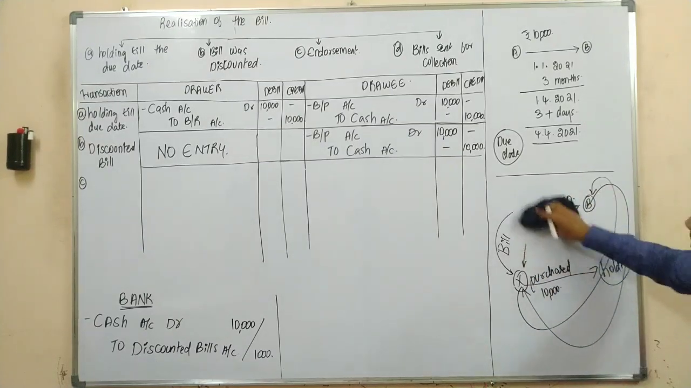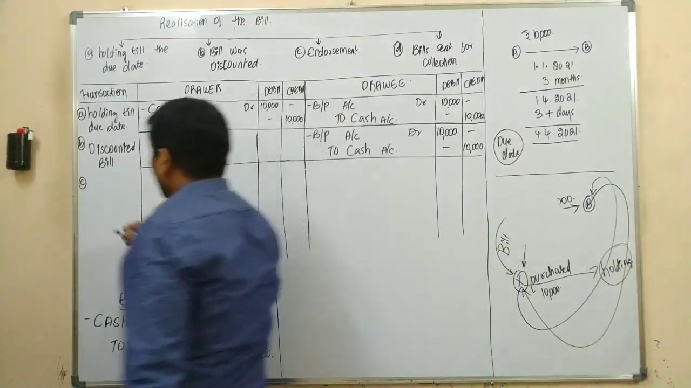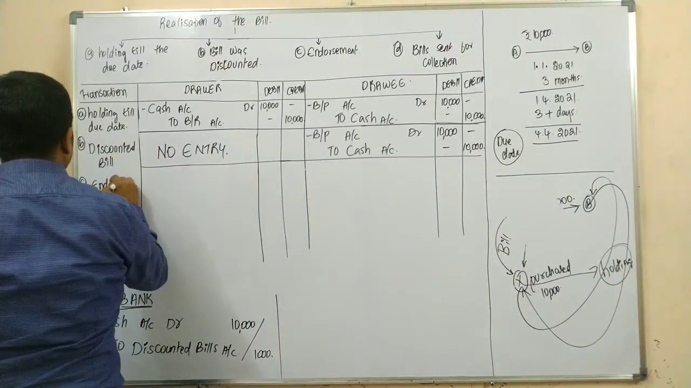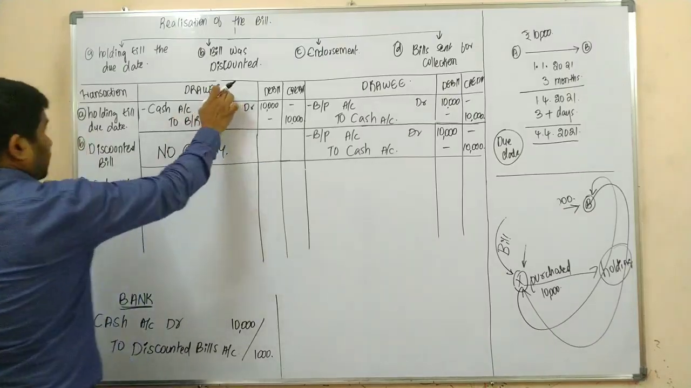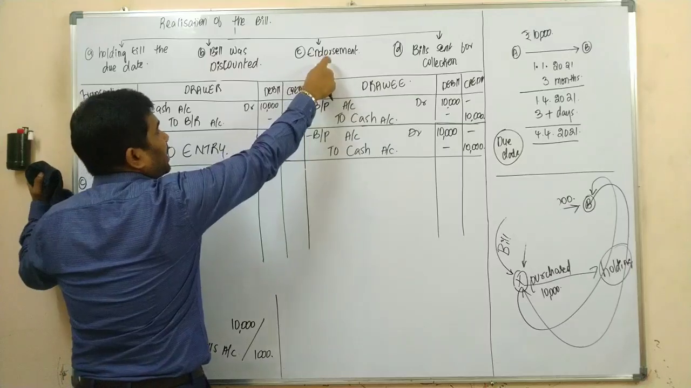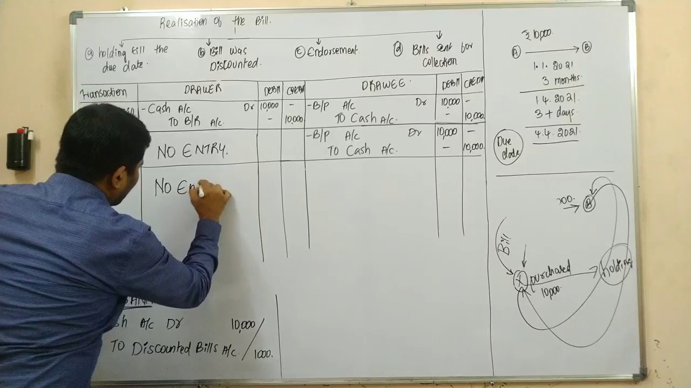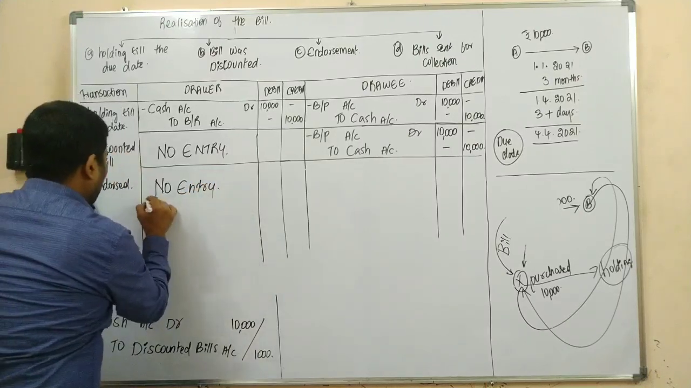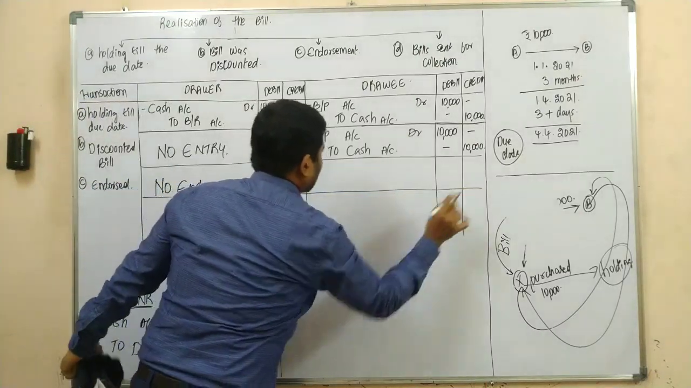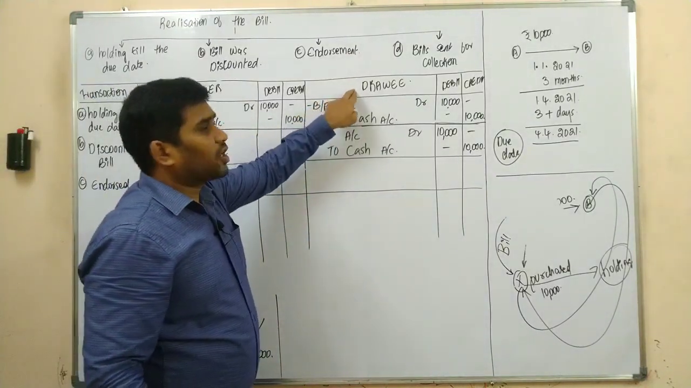Was it affecting anything in the books of Mr. A? No, because he is approaching Mr. B and B is paying to Mr. X. Nothing would be affected in the books of the drawer in the case of realization of the bill which was endorsed. So what is the journal entry, sir? The journal entry would be no entry. Yes or no? Now, what is the journal entry in the books of drawee?